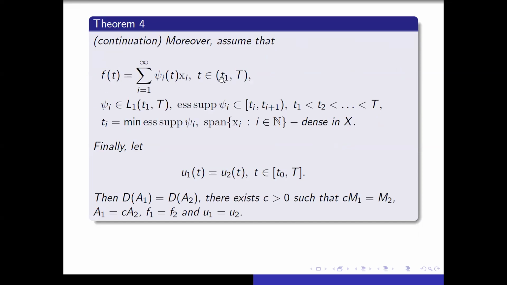I assume that from T1 to capital T, this F has such form, where we have in this series certain specific time-dependent functions with their supports. And the sequence of xi here, the span of that one is dense. Now the final assumption is that the measurements corresponding to U1 and U2 are equal to each other. And then the assertion is that the domains of A1 and A2 are equal to each other. There is a positive constant c such that M1 equals c M2, and A1 equals c A2, and F1 equals F2 and U1 equals U2.